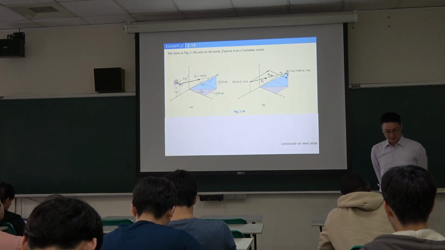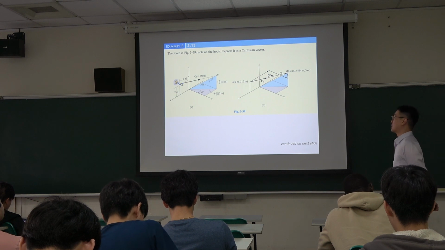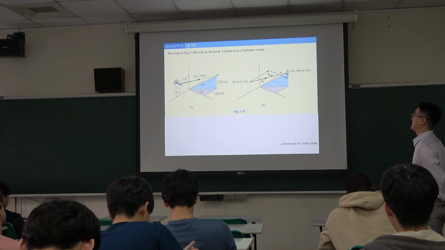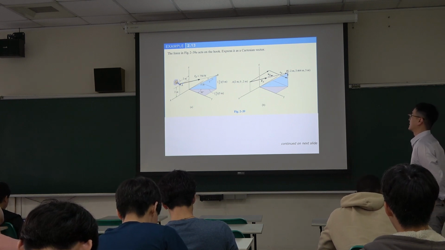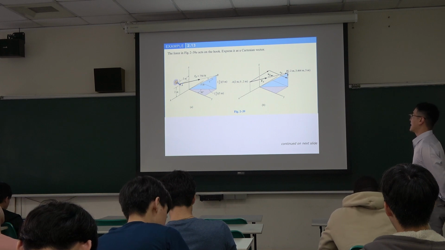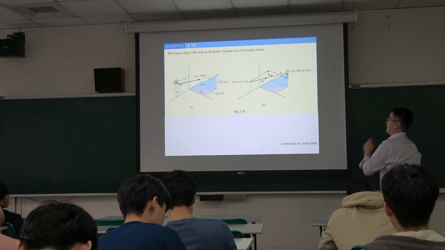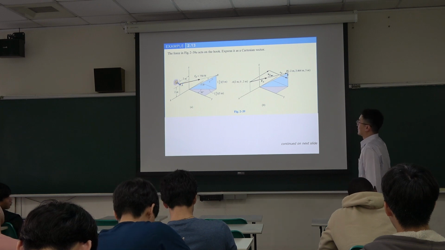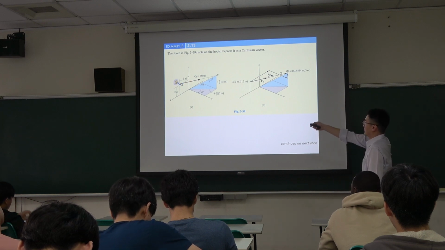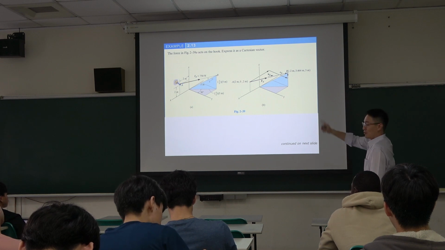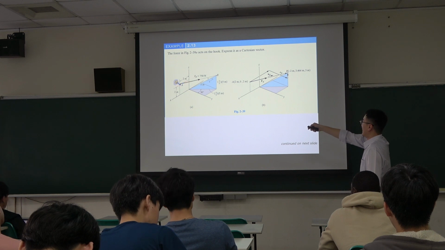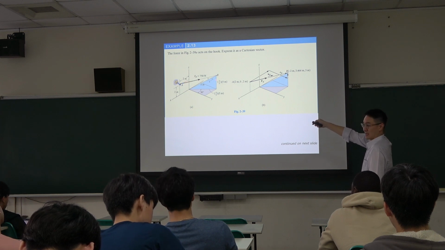Next one. The force shown in the figure acts on the hook. Express it as a Cartesian vector. Okay, so hook is from here to here. So direction is from A to B.